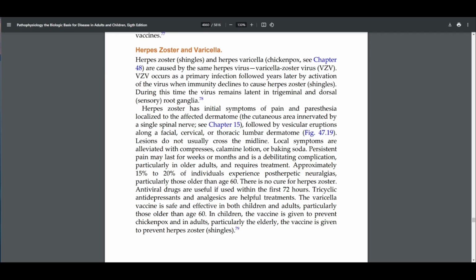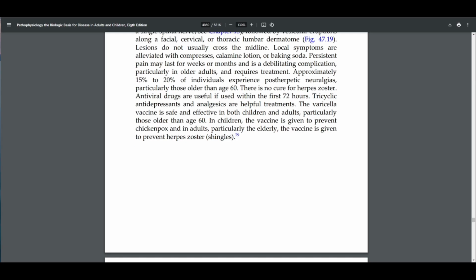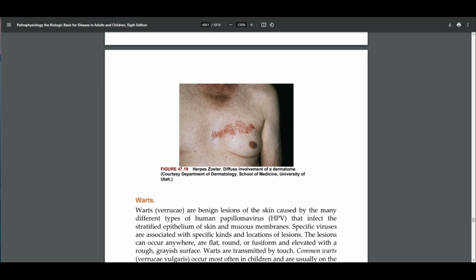There is no cure for herpes zoster. Antiviral drugs are useful if used within the first 72 hours. Tricyclic antidepressants and analgesics are helpful treatments. The varicella vaccine is safe and effective in both children and adults, particularly those older than the age of 60. In children, the vaccine is given to prevent chickenpox, and in adults, particularly the elderly, the vaccine is given to prevent herpes zoster. So here we're taking a look at herpes zoster.